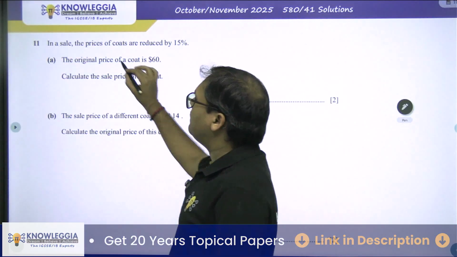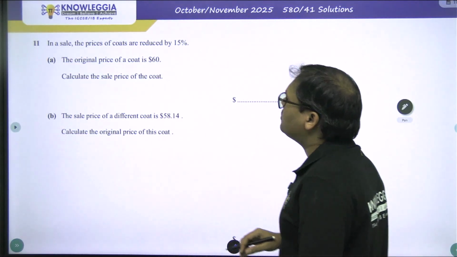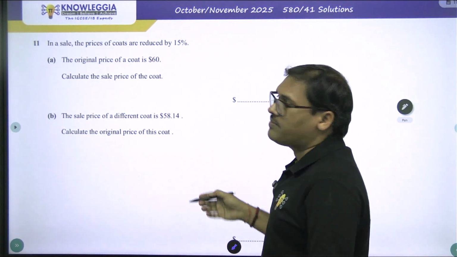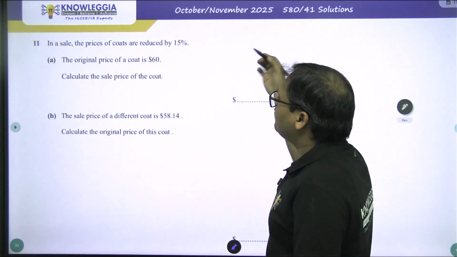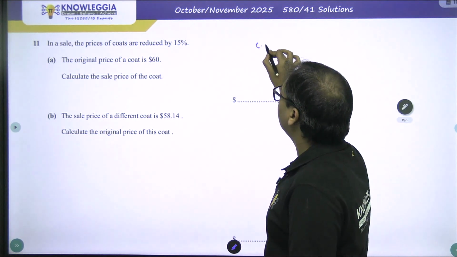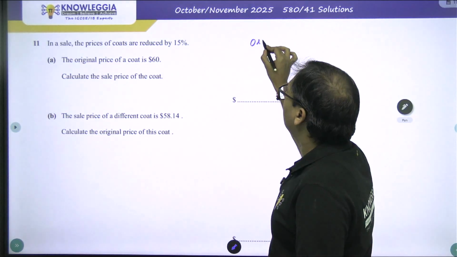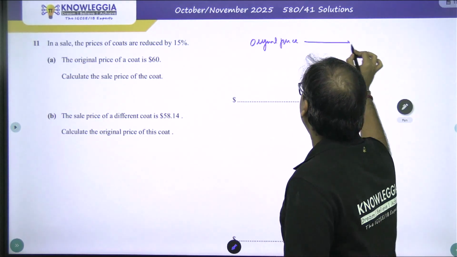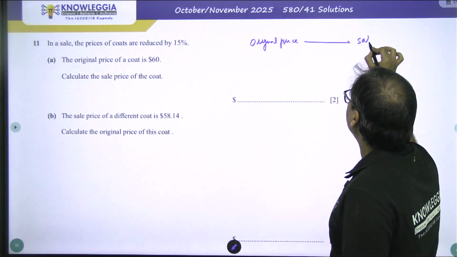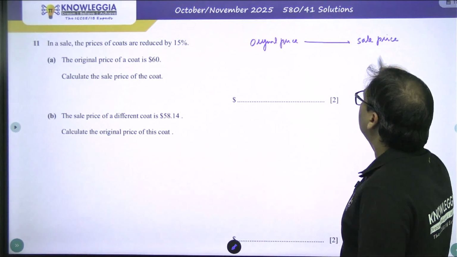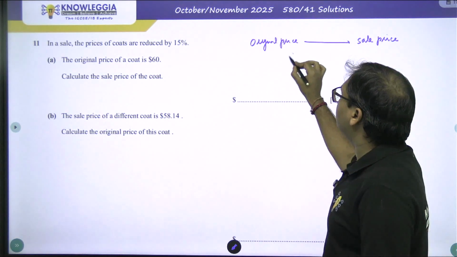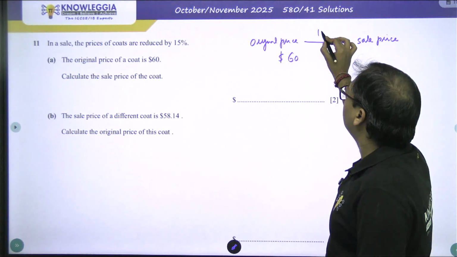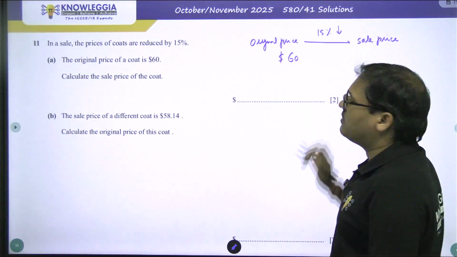In a sale, the prices of the goods are reduced by 15%. Original price is $60. What is the sale price? You can see this is the original price. That is the cost price. You can say original price. And this is the sale price. So what is the original price? Original price is $60. And it is reduced by 15%. So what is the final price?